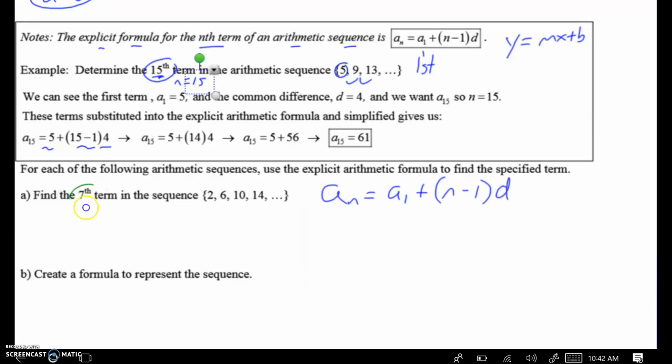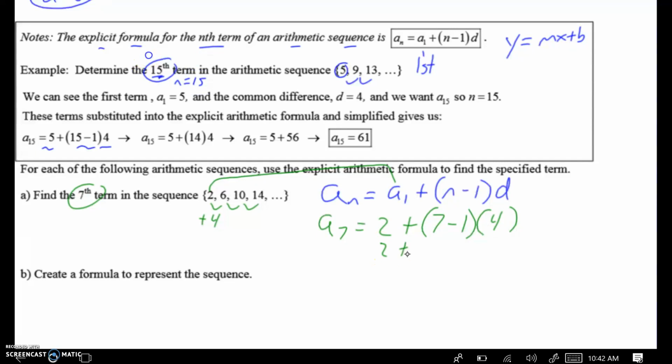So we want the 7th term. That means we're looking for a sub 7. We start with a sub 1, the first term, 2, plus, now n, because we're finding the 7th term, n is 7. Right? So your 2 is your a sub 1. Your 7 is because we're doing the 7th term. And that's 7 minus 1 in parentheses, times d. Now, d is the pattern. What's the pattern here? Numbers are going up, so it's going to be a plus. From 2 to 6 is 4. 6 to 10, plus 4. 10 to 14 is plus 4.